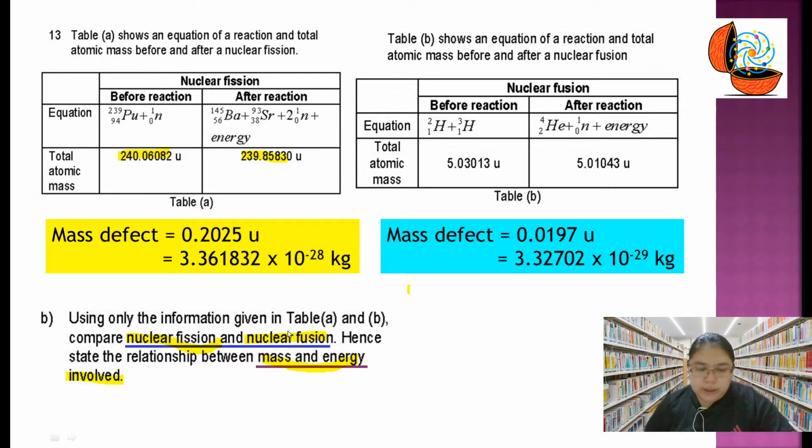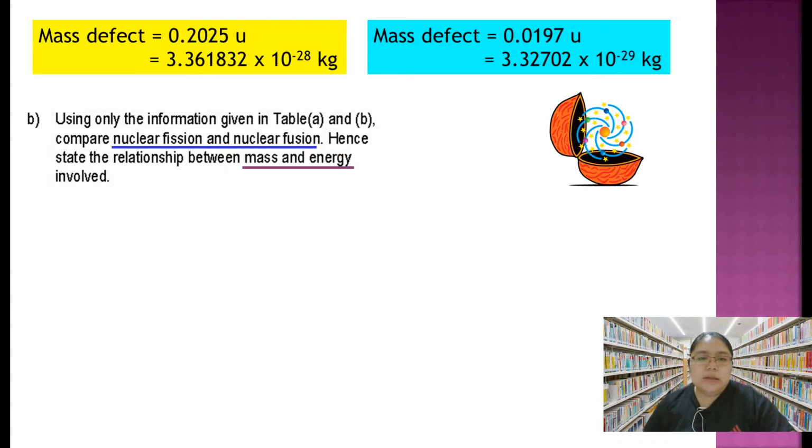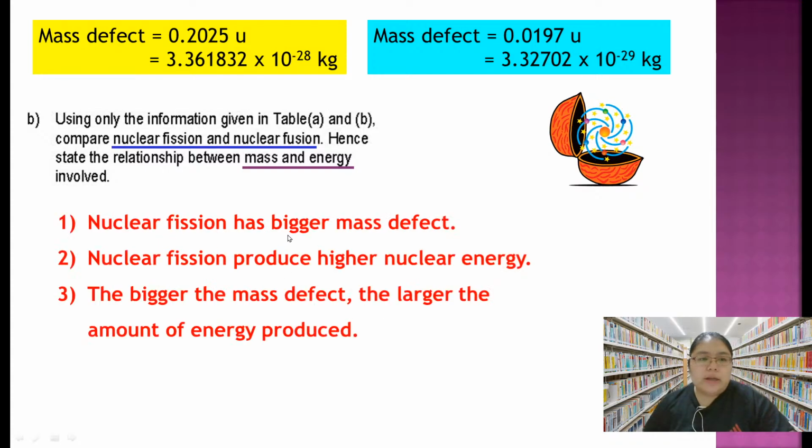Now we need to do the relationship. So that means as the mass defect increases, the energy released also increases. Or you can write directly proportional, but you need to write the full sentence. Let's see the answer. Nuclear fission has a bigger mass defect. Nuclear fission also produces higher nuclear energy. So from here, the bigger the mass defect, the larger the amount of energy produced. So this one is the relationship.